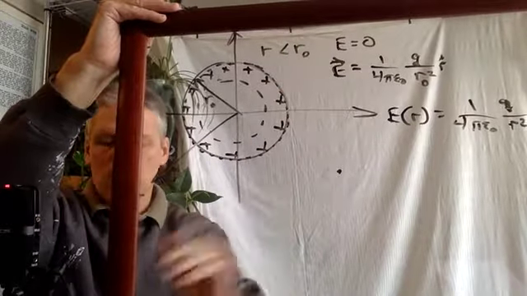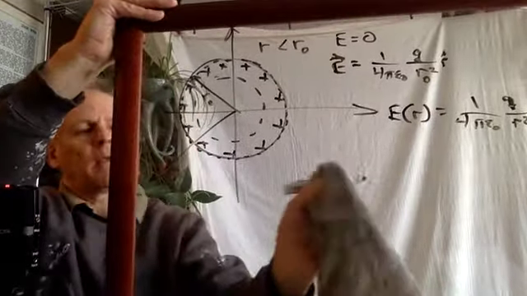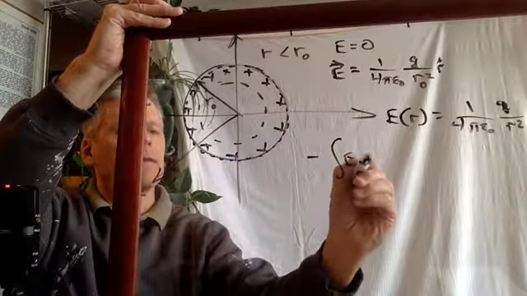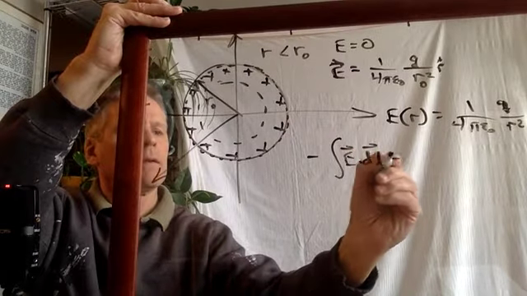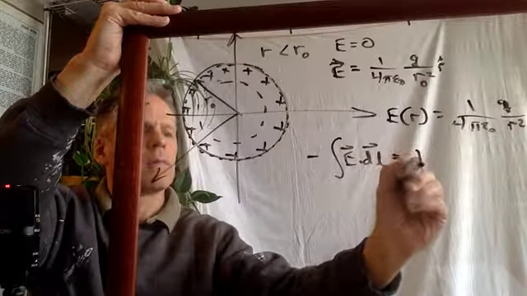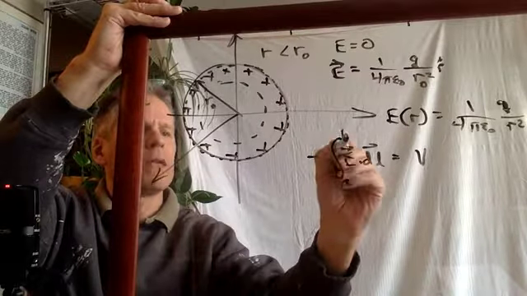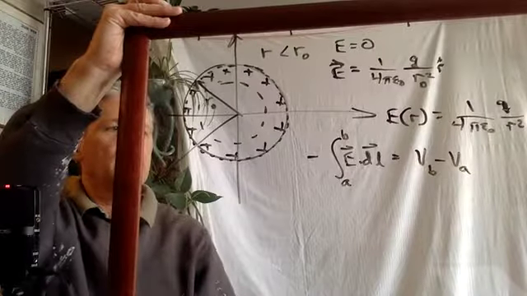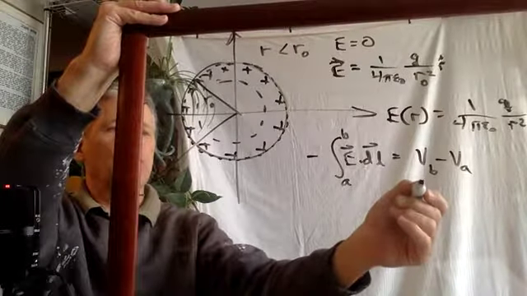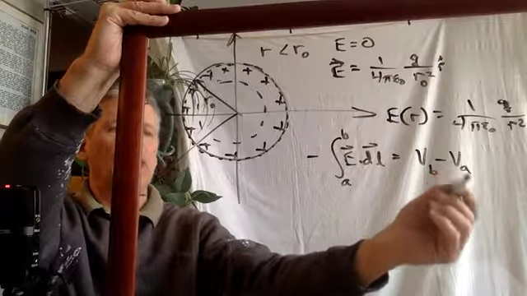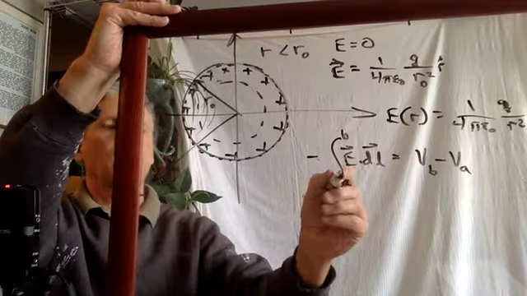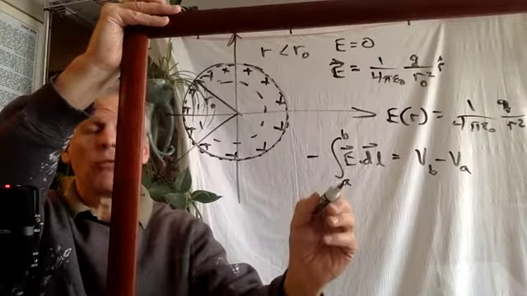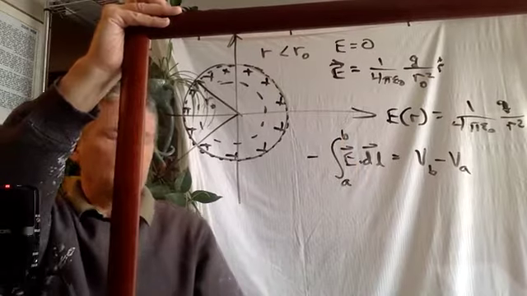Now what else do we know? When we're talking about potentials, what we know is that minus the integral of E dot dl from A to B equals VB minus VA. Okay? We know the electric potential at point B minus the electric potential at point A is equal to the line integral of the electric field from point A to B. And once again, we can use any path we want to go from A to B. All right.